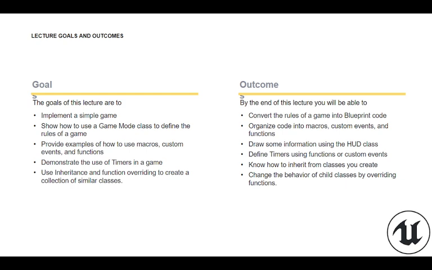Next, we're going to get to UMG soon, and that will replace how we actually do this. This is just basically drawing. You wouldn't do this in a production setting, to be quite honest. You will define functions using custom events and how to turn them on, and then inherit from classes you create and change behavior in child classes by overriding functions. So that's what we're looking at.